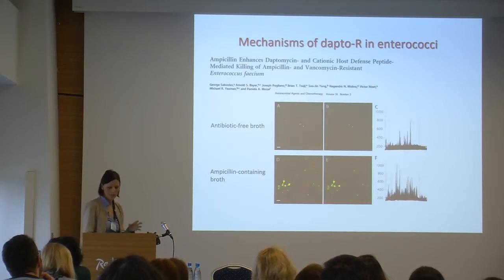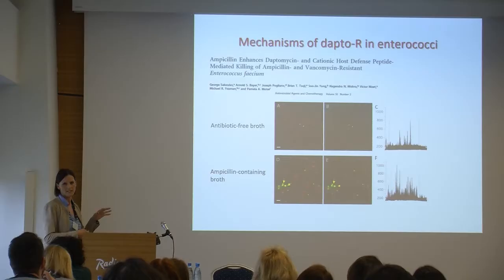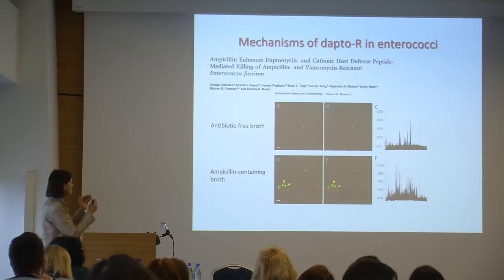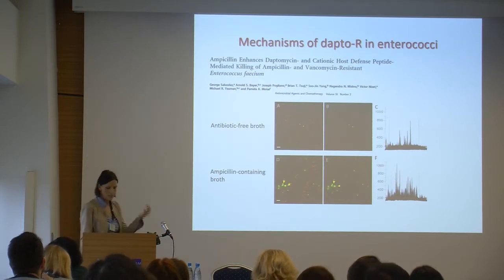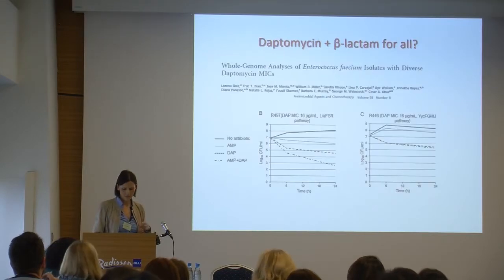And again, one possible combination, also with supportive data in vitro, when these are enterococci in red, and the green marked with a green fluorescent is daptomycin. So these are just being exposed to daptomycin, but here being exposed to daptomycin and ampicillin. And we see this synergistic effect that truly daptomycin binds more when ampicillin is being added to the broth.